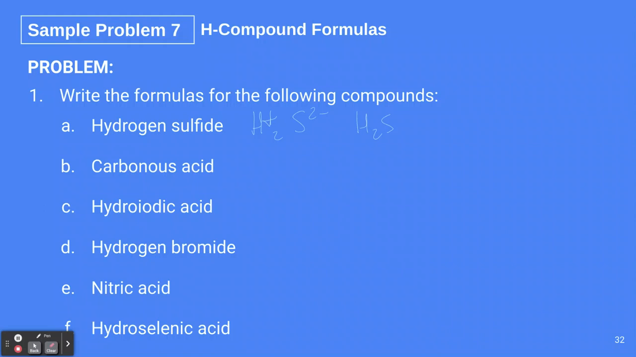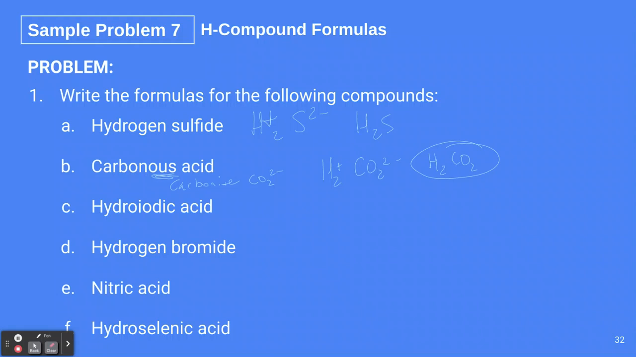Carbonous acid, this is a little bit different. Us tells us it is carbonite. And so carbonite is just a little bit different from carbonate. Carbonite is CO2 with a 2- charge, and so we've got our H+, our CO2 2-. That tells us we're going to need 2 hydrogens, so H2CO2 is our final formula there.